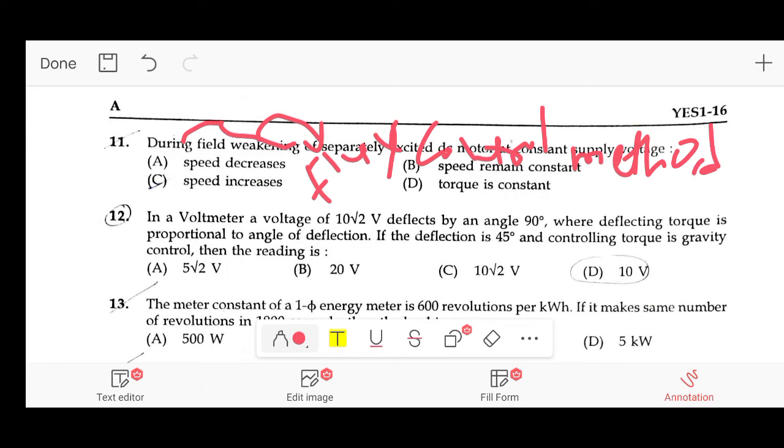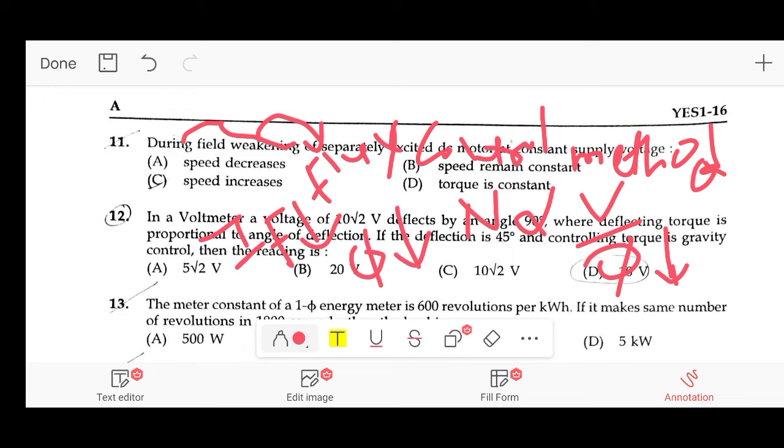In this, what we do is increase the speed of a machine above rated speed. Speed is inversely proportional to flux, N proportional to V by phi. Field weakening means flux is decreased by introducing some resistance or some other method. We are decreasing the field current. Field current decreasing means field flux also decreases, and field flux decreasing means speed is going to increase. So the answer is speed increases, option C.